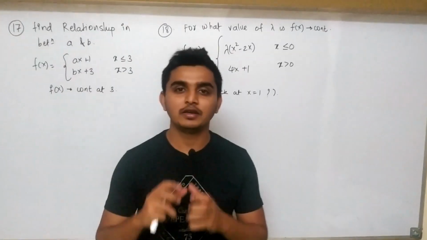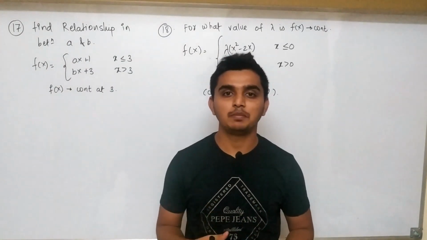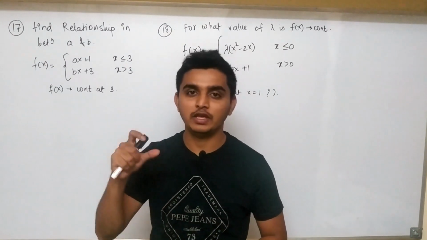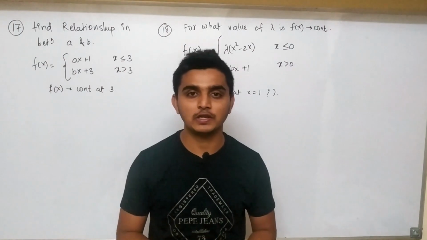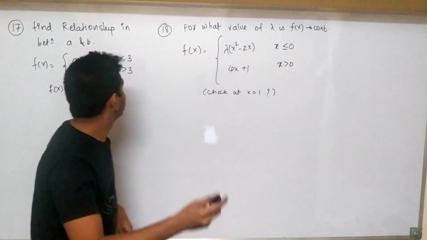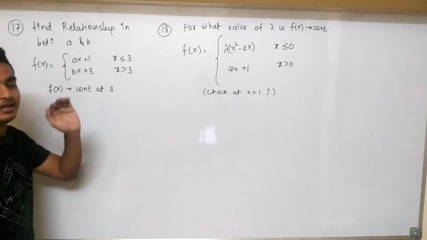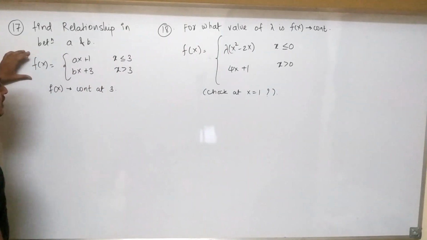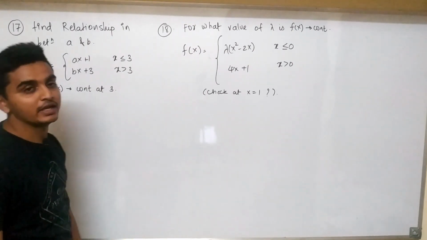Okay, now we have taken a different kind of problems which are basically finding the relationship or finding the exact value of any a, b or lambda types of values. So we'll take a look at the 17th and the 18th problem. The 17th problem says: find the relationship between a and b if the function f of x is continuous at x equals 3.